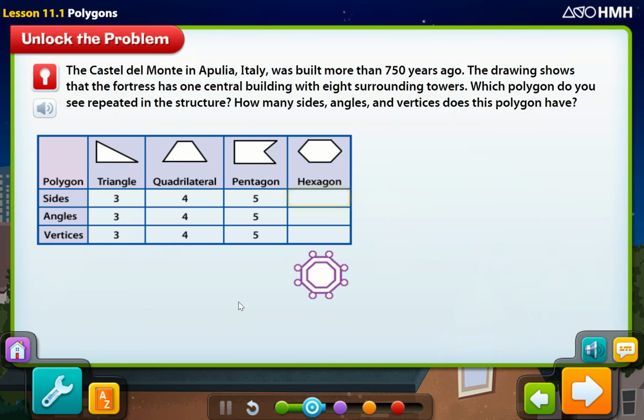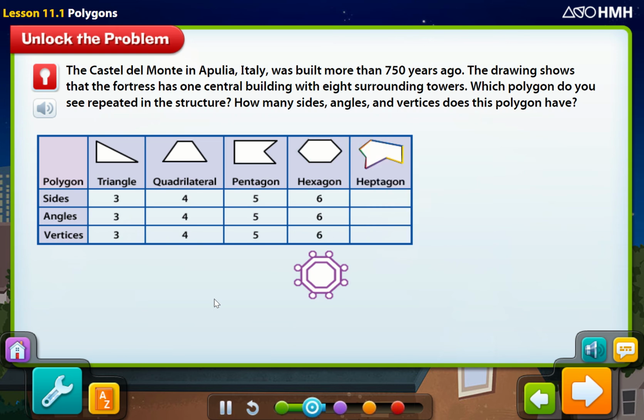What about a hexagon? Is a hexagon going to follow that pattern? 3, 3, 3, 4, 4, 4, 5, 5, 5. This should be 6, 6, 6. Hexagon, sixagon. A hexagon has 6 sides, 6 angles, and 6 vertices.